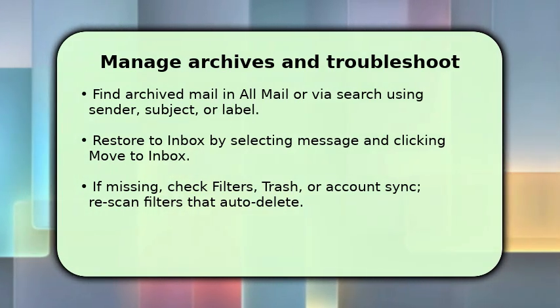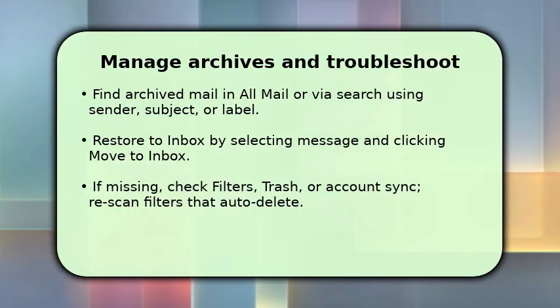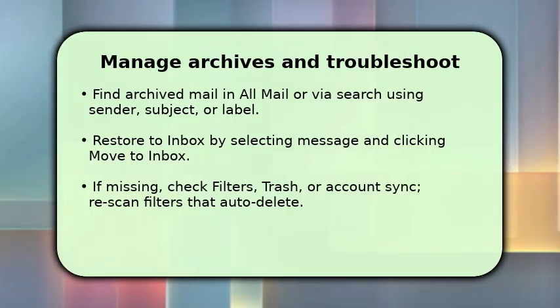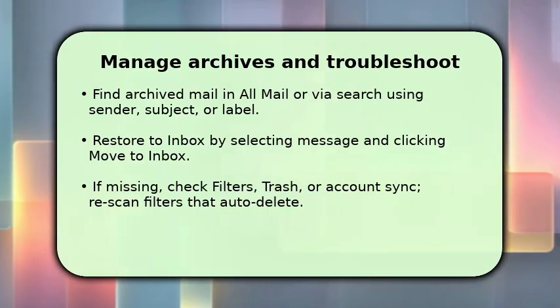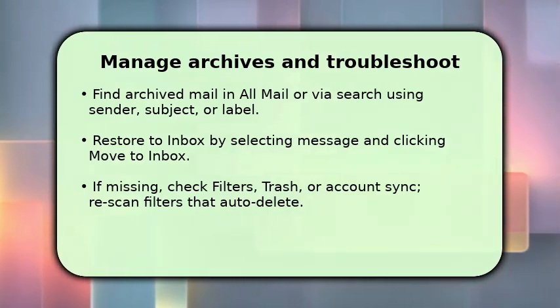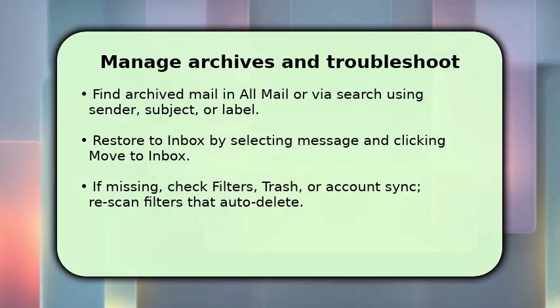If you don't see an archived message, make sure it wasn't filtered or auto-deleted. Check filters and trash next. If sync issues persist, sign out and back in, or clear app cache to resync labels. One key troubleshooting tip: verify your filters don't skip the inbox and delete mail.